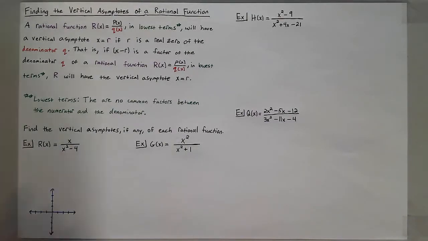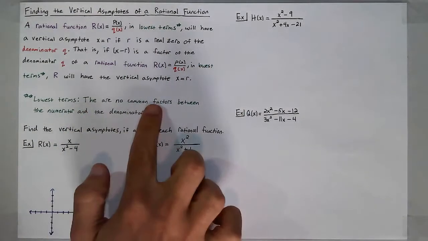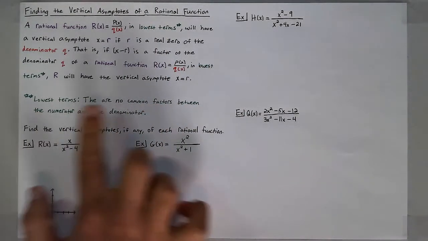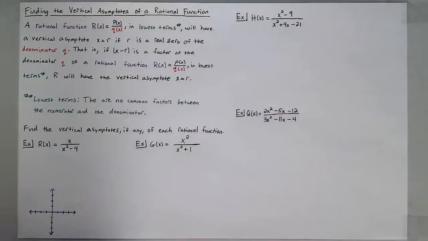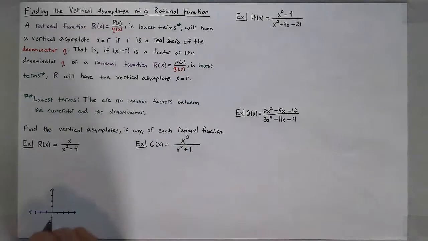So first, lowest terms just means that there are no common factors between the numerator and the denominator. So for each example, we're going to check first to see if there are any common factors before we decide if there will be a vertical asymptote. And to do this, I'll just have to factor each of these expressions.